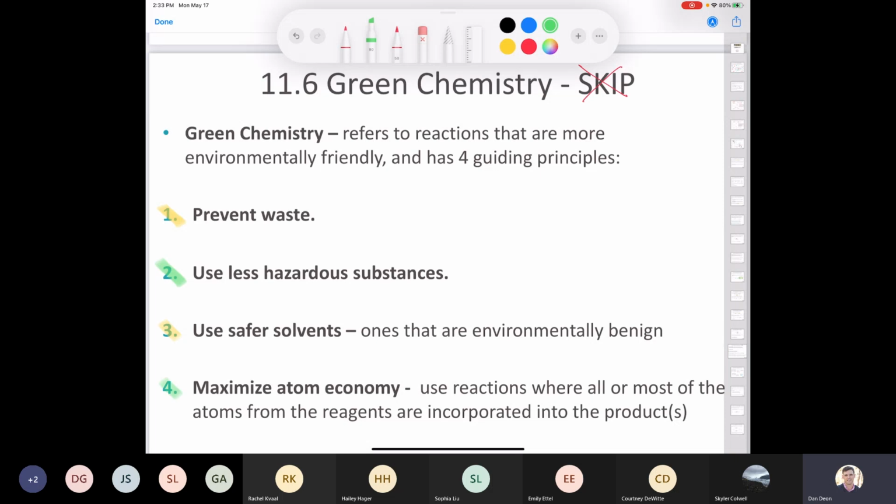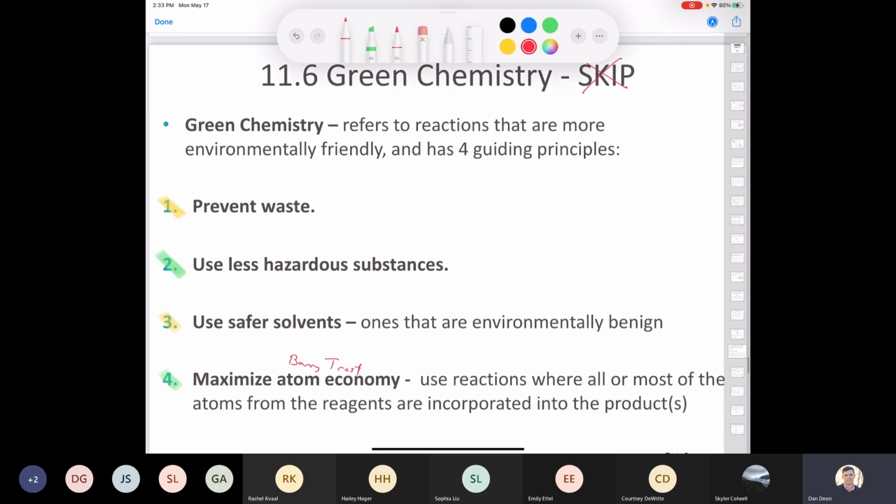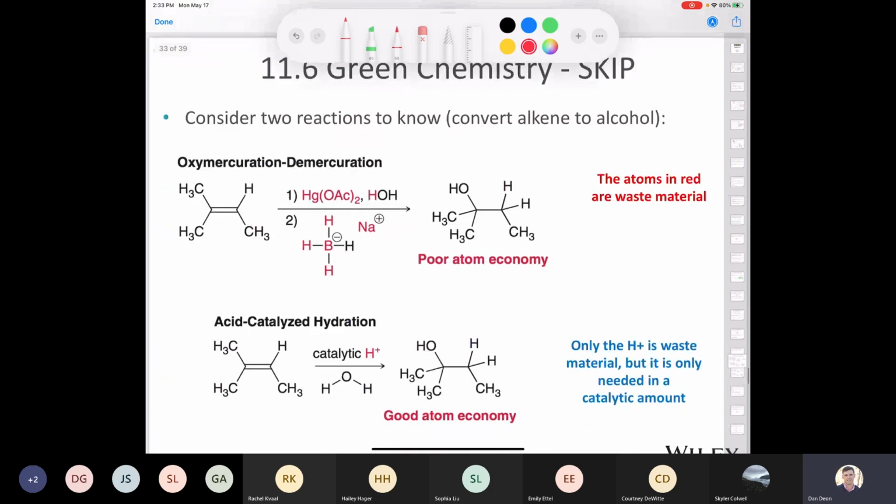And then maximize atom economy. Now, the concept of atom economy was developed by a chemist by the name of Barry Trost, and you can Google him if you want. He's a famous organic chemist. I think he won the Nobel Prize. Barry Trost developed the whole idea of atom economy, and there are some calculations that go along with it that we don't look at in this class. However, it's just a way of being sure that all of the atoms in your reagents are incorporated into your final products. Let me show you what I mean.